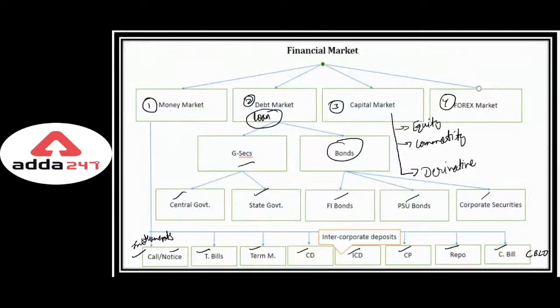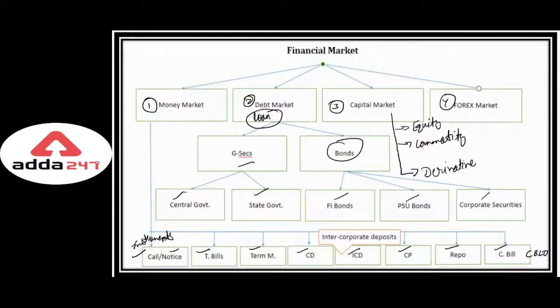You can say that the capital market is a type of financial market for more than 1 year, in which companies and individuals raise funds whenever they require. The capital market is divided into three segments: equity market, commodity market, and derivative market. So the share market is a part of the capital market, the commodity market is a part, and the derivative market is also a part.